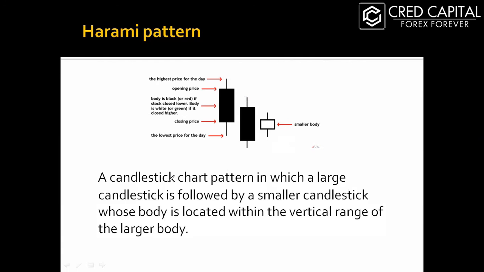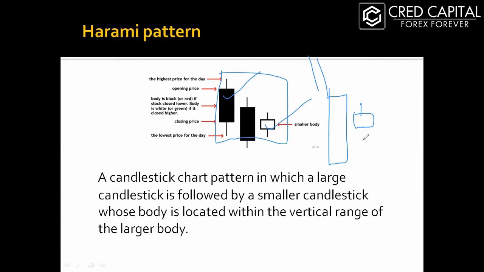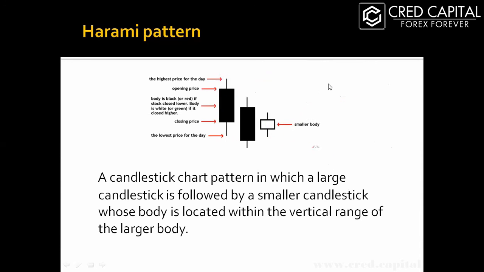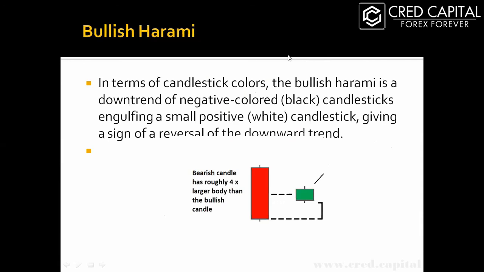The candlestick chart pattern in which a large candlestick is followed by a smaller candlestick. Basically, this candle is important here, whose body is located within the vertical range of the large body. The first large candle is important according to the trend. And apart from this, the small candle is located within the vertical range of the previous candle.